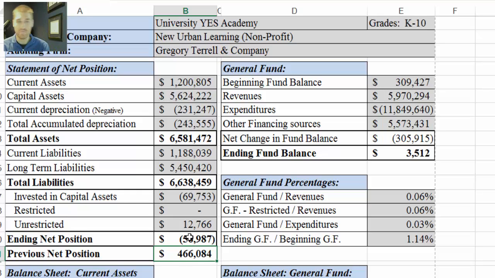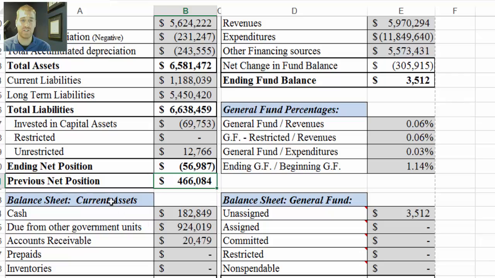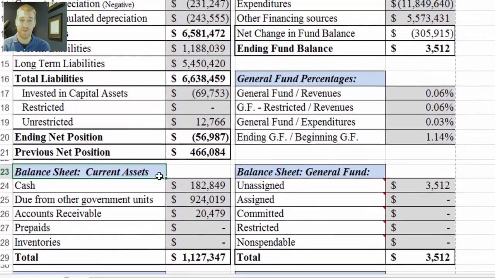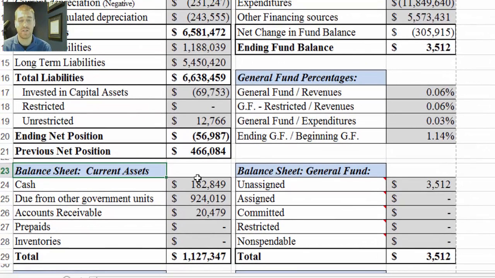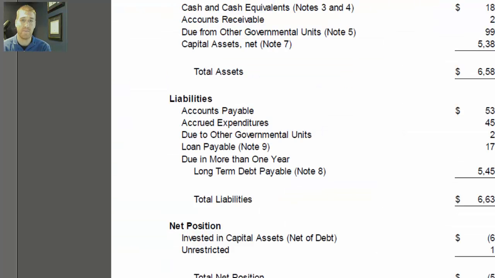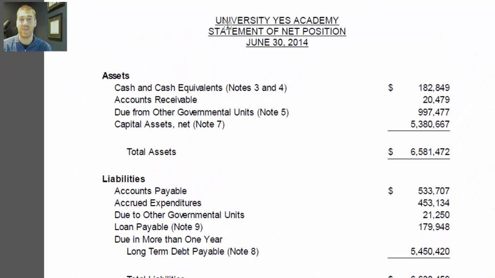So as we move down in the balance sheet section, these are general fund current assets. I know it's not written on the sheet. I should fix that. General fund current assets. So these are the current assets. Over here we have our fund classification. So we'll go back to the audit. The balance sheet is 2 pages after the statement of net position.